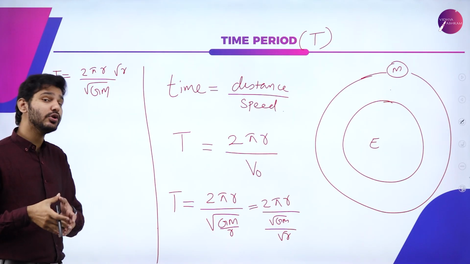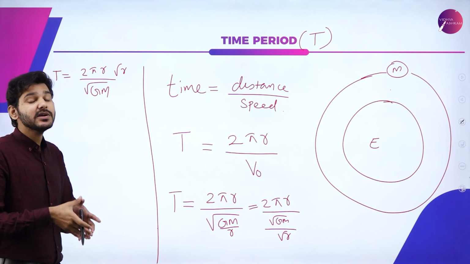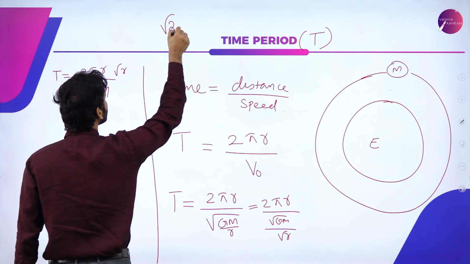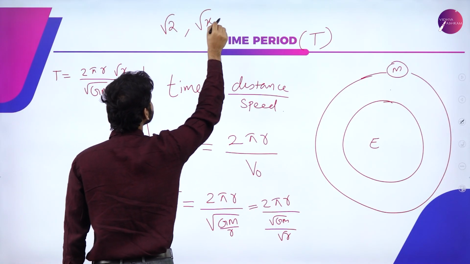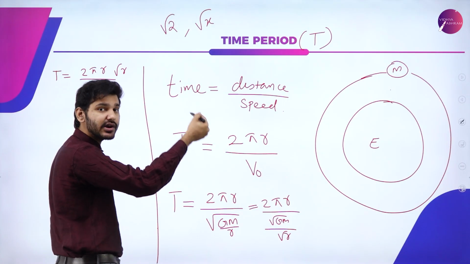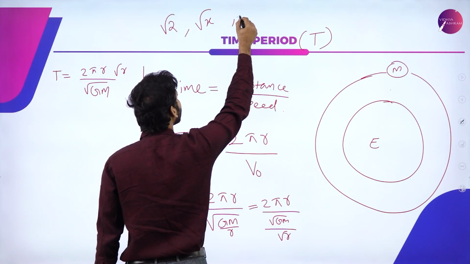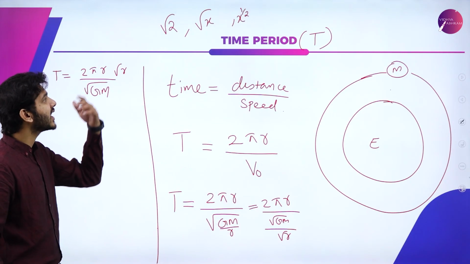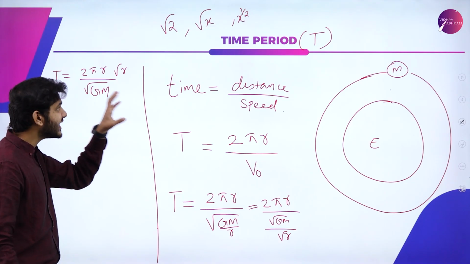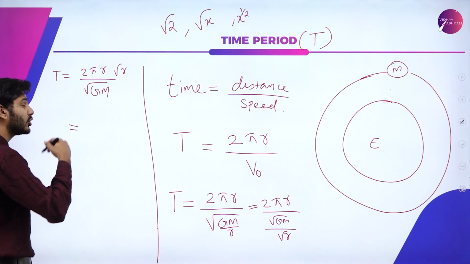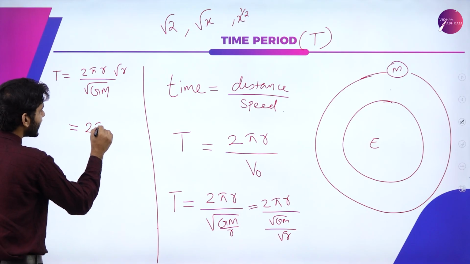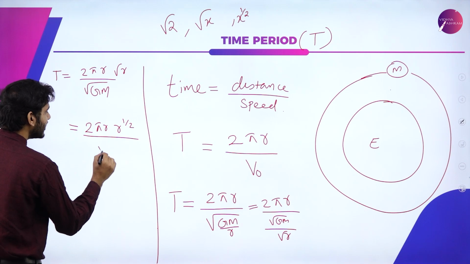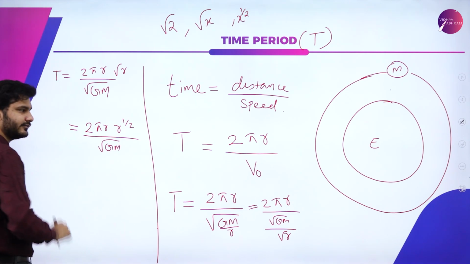Again, here we know that root of something can be expressed as power of something. That is, if I have root x, since this is the square root of that particular x, I can write it as x raised to 1 by 2. Right. If it is a square root, I can write it as x raised to 1 by 2. So, in that same logic, I am going to write this root r as 2 pi r into r raised to 1 by 2 divided by root of GM.